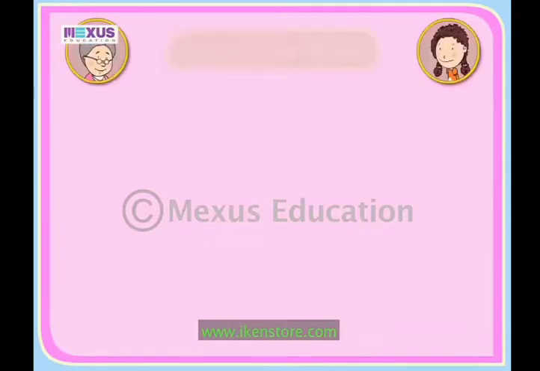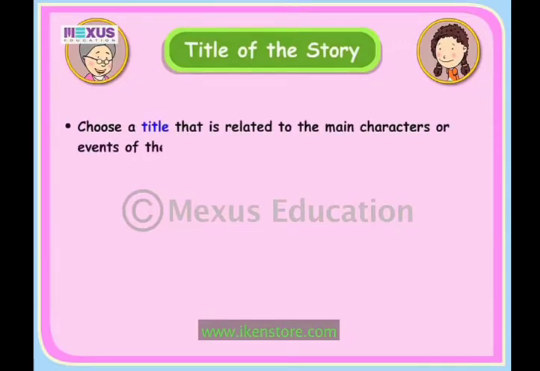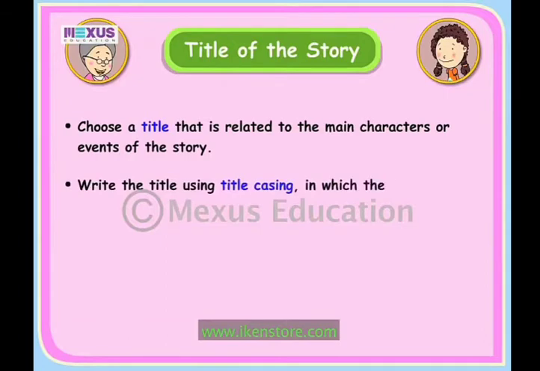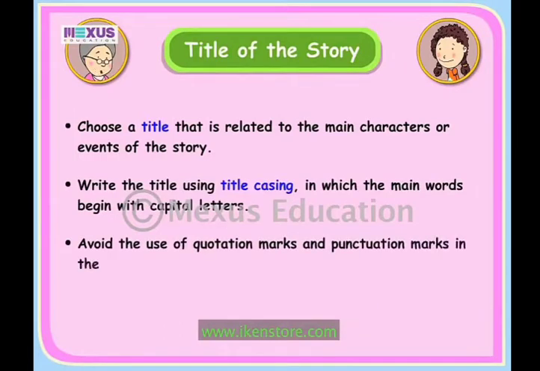Remember to give a title to your story. Choose a title that is related to the main characters or events of the story. Write the title using title casing, in which the main words begin with capital letters. Avoid the use of quotation marks and punctuation marks in the title unless it is a sentence.